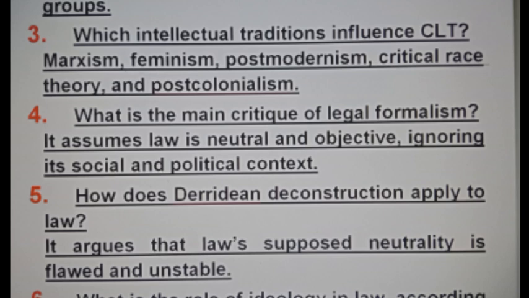Which intellectual traditions influence CLT? Marxism, feminism, postmodernism, critical race theory, and postcolonialism. What is the main critique of legal formalism? Legal formalism assumes law is neutral and objective, ignoring its social and political context. How does Derridian deconstruction apply to law? It argues that laws' supposed neutrality is flawed and unstable.